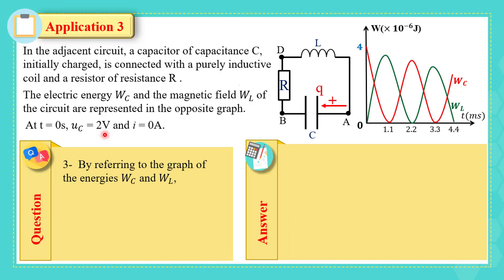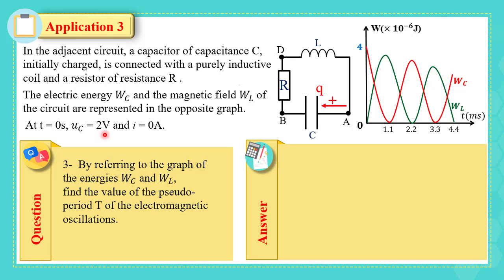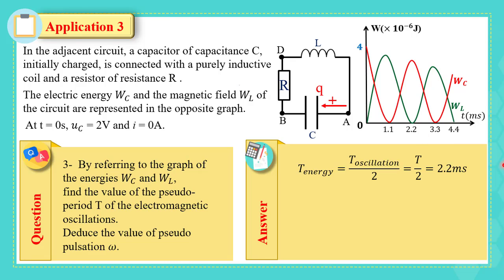Part 3. By referring to the graph of the energies, find the value of the pseudo period T of the electromagnetic oscillations, then deduce the value of the pseudo pulsation omega. From the graph, we can read the period of energy, which is the time taken by one oscillation, then it is 2.2 milliseconds. Now, the pseudo period then is 2 times the period of energy, and it is 4.4 milliseconds. What about the pulsation then? It is 2 pi over T equals 2 pi over 4.4 times 10 exponent minus 3. The answer is 1428 radians per second.